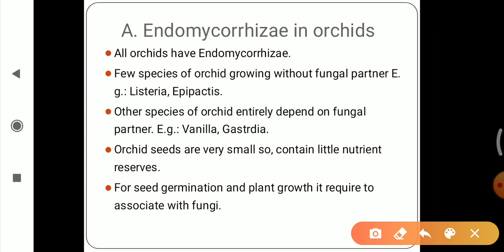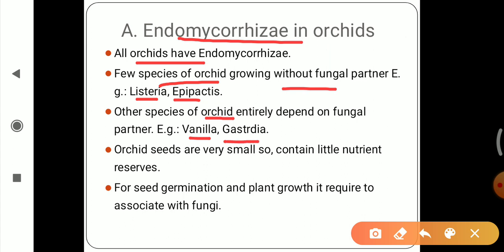In Endomycorrhiza, we will study Endomycorrhiza in orchids. Orchid, it is a plant. All orchids have Endomycorrhiza. Few species of orchid will grow without a fungal partner, without the association with fungi. Example, that is Listeria, Epipactus plants that grow without the fungal partner. Other species of orchid entirely depend on the fungal partner, example that is vanilla and Gastrodia.